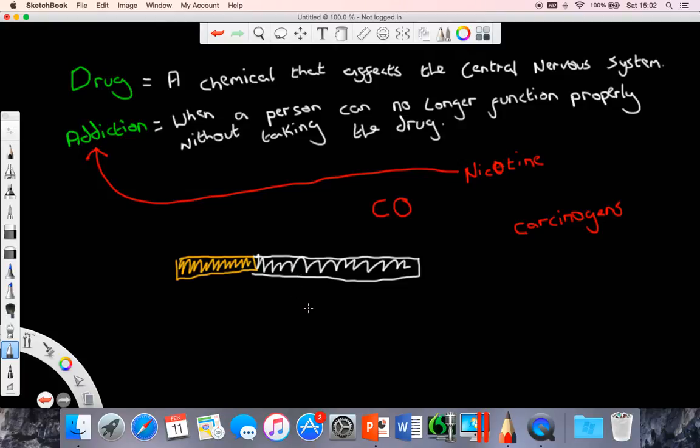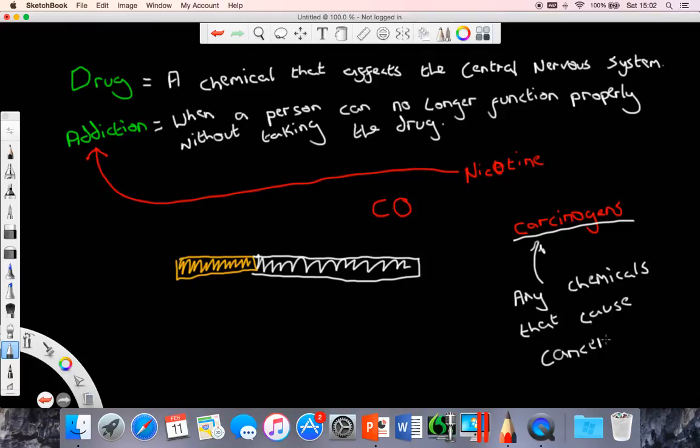Okay? And carcinogens are chemicals that cause cancer. Okay? So carcinogens are any chemicals that cause cancer. Now, this isn't a key word, but it's certainly worth knowing in case it comes up in a question. So carcinogens are any chemicals that cause cancer. And it's common knowledge now that smoking has lots of carcinogens in it, and it can cause lots of problems, including cancer. Okay?